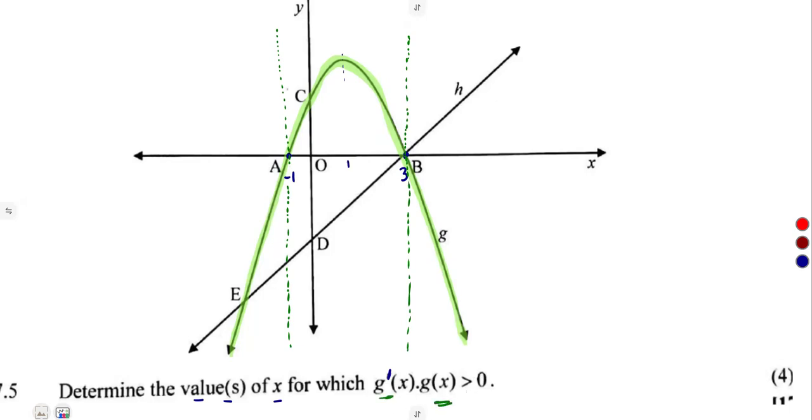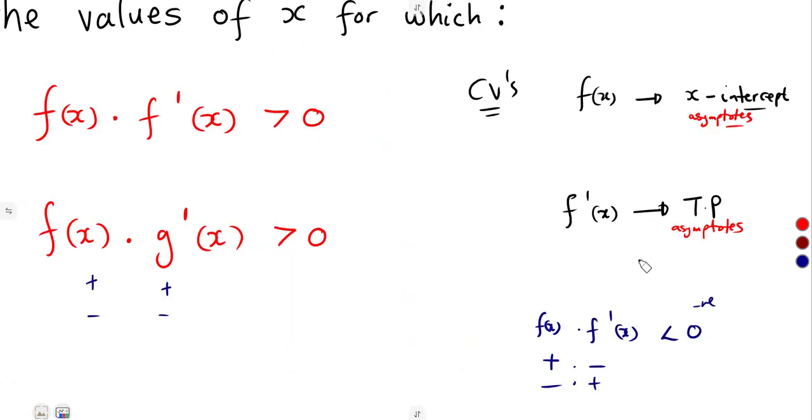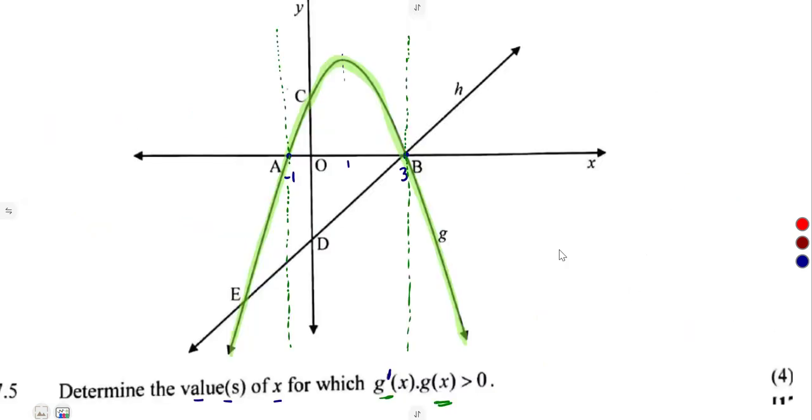So these are the critical values for g of x, the original function. But for the derivative, remember the critical values will be the turning point. So in our case, our turning point was corresponding to 1 according to this question. It was corresponding to the value of x when it is 1. This is the condition of our turning point. So we have got all the critical values.